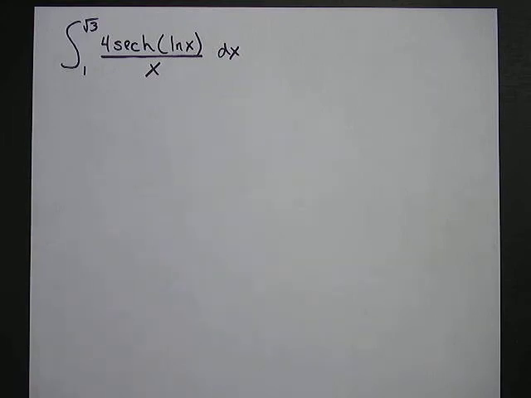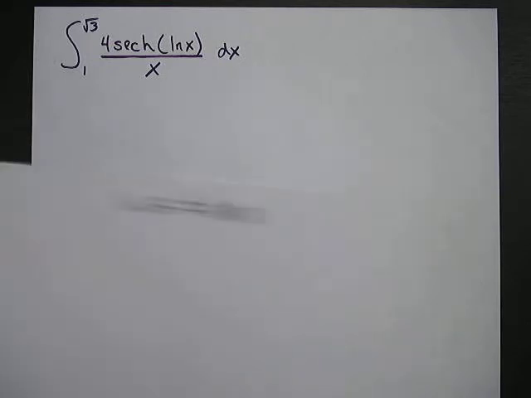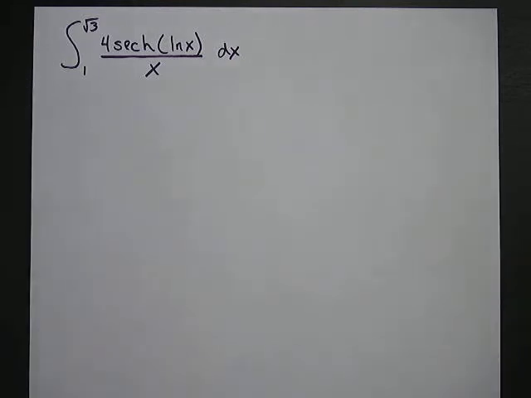Okay, so in this problem we have the integral of 4 sech of ln x divided by x, integrated from 1 to square root of 3. And we're going to tackle this problem twice, in two different ways. One, we're just going to simplify using the definition of the hyperbolic function secant. And in another one, we're going to do a u substitution with u equal to ln x.